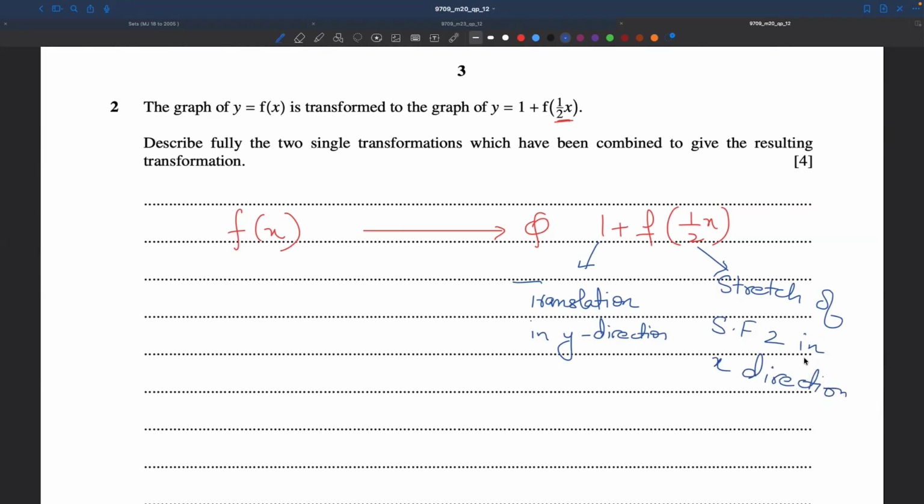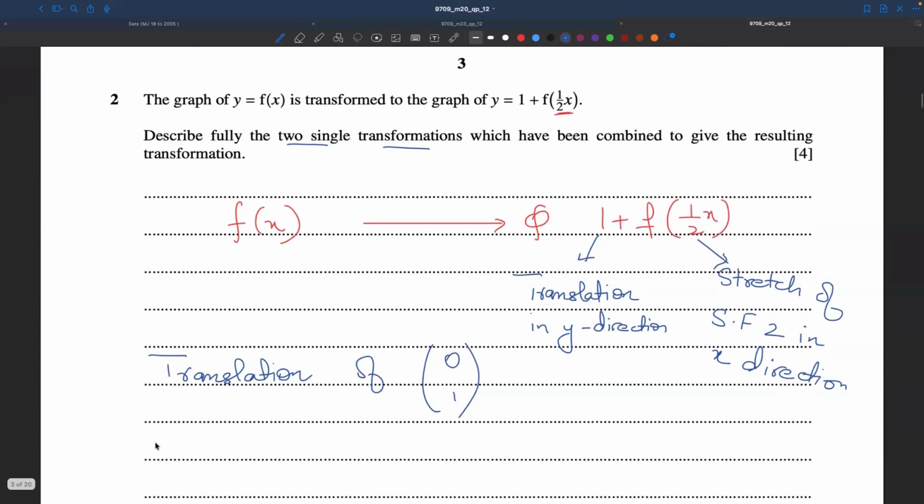If I multiply the whole function by a number, that is a stretch in the y direction. If only the x term is multiplying, that is a stretch in the x direction. So it is saying describe the two single transformations. I will say one of them is a translation of (0, 1), and then you will write stretch, scale factor 2 in the x direction.